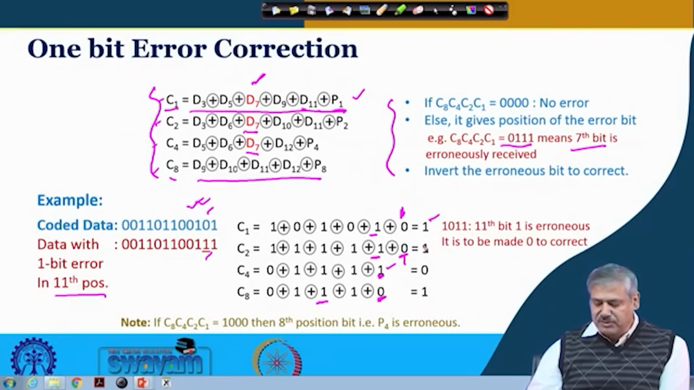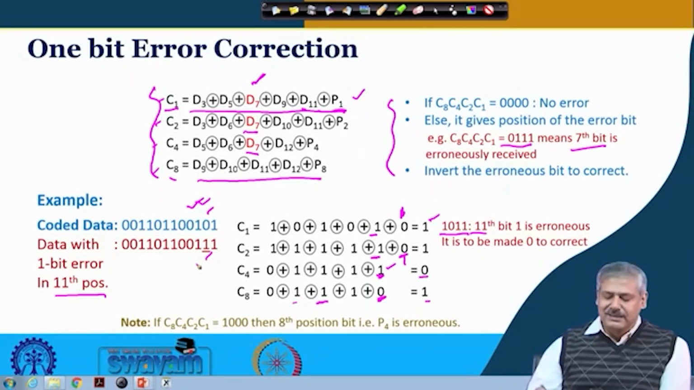So this is 1, this is 1. In this case 4 ones, because of the presence of this P4, with these 3 ones, finally it becomes 0, and because these 3 ones are there, this is 1. So what we get is 1, 0, 1, 1, that is C8, C4, C2, C1. So this is what we are getting. So this indicates 11 in decimal. So the 11th position has the error, and if you flip it, you can get the corrected code word, okay.